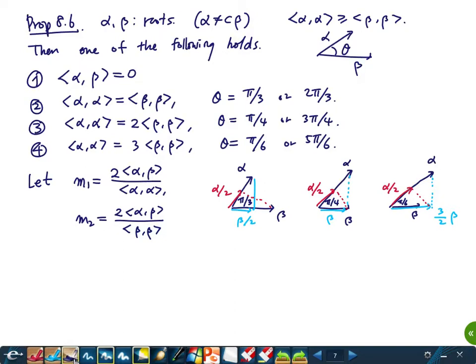So in each case, m1 and m2 are always 1, 1, 1, and this is 1, 2, 3. Because m1 is the constant multiplied to alpha times 2. Here the constant is 1 over 2, so multiplying by 2 gives 1, always 1, 1, 1. In this case, we multiply 2 to this constant, so it's 1, 2, 3. So we always have this situation for theta an acute angle.